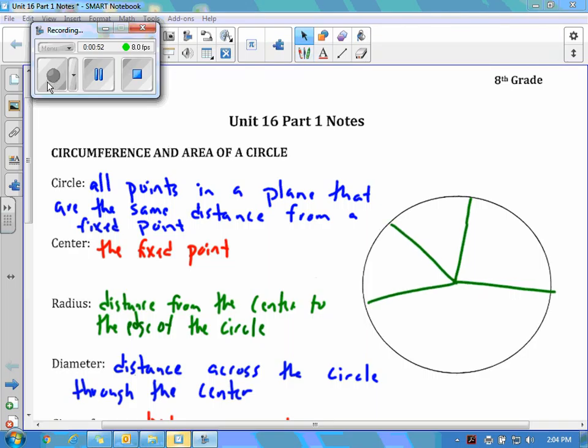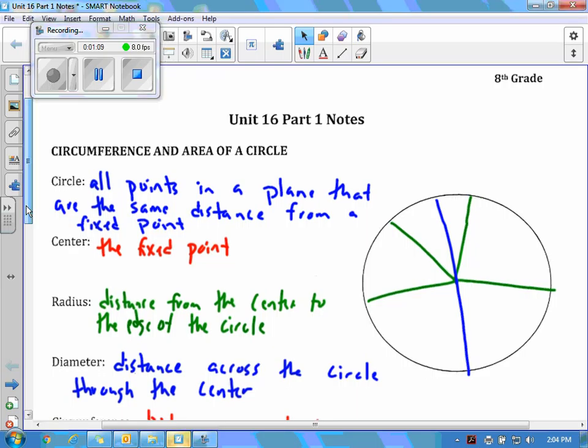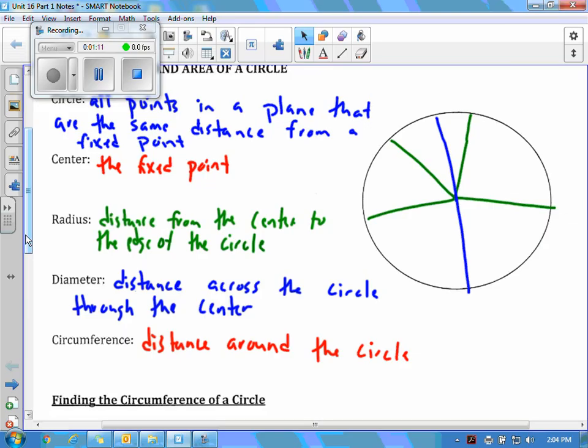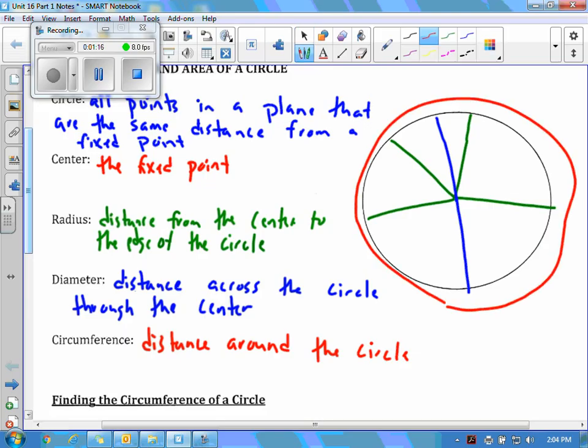And then the diameter is the distance across the circle through the center. So if we went from one edge through the center all the way to the opposite edge, that would be our diameter. And then the circumference is just the distance around the circle. So circumference is around. It's like the perimeter. It's the perimeter of a circle, basically.